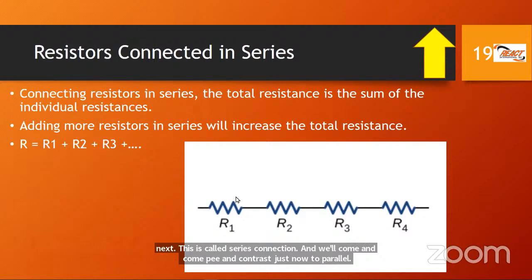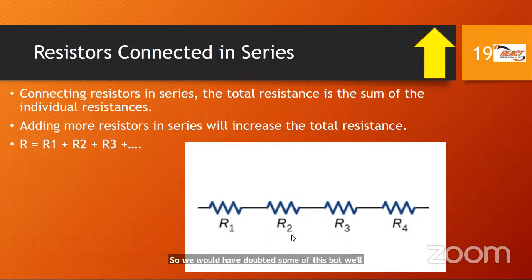Now, the question becomes, when we have resistors, each resistor will have a value. Remember, we had said previously that resistance is given in ohms. And one resistor may have a value of 10 ohms, may have 50 ohms, 100 ohms, 1 kilo ohm, and so on. And when we connect individual resistors, what is the effective resistance of all of them together?